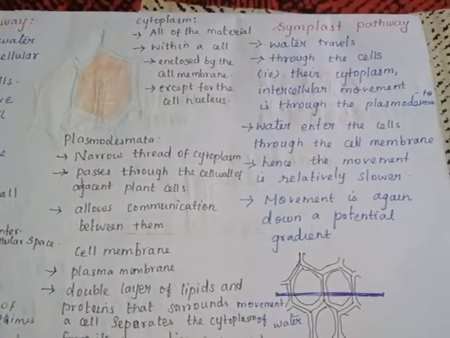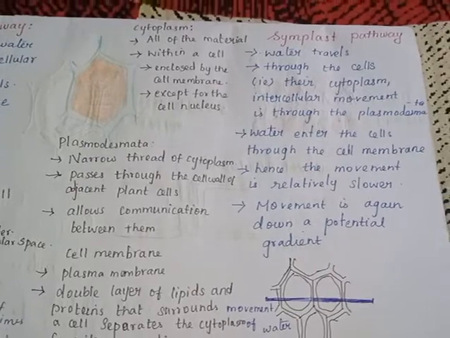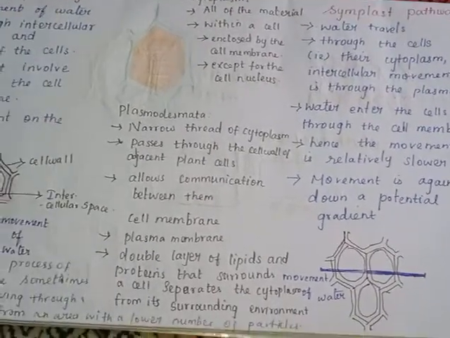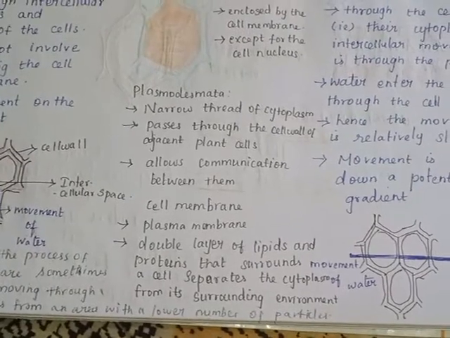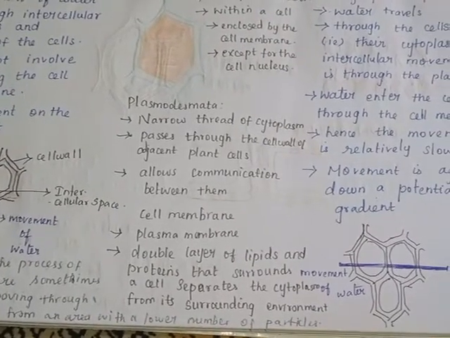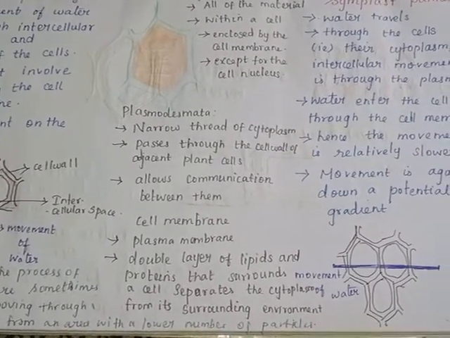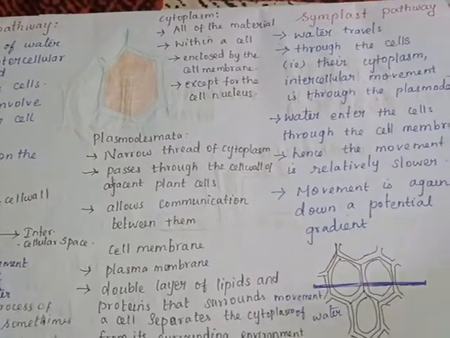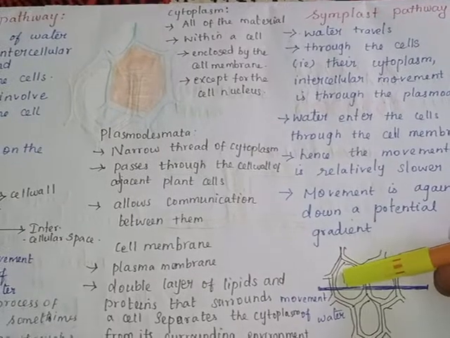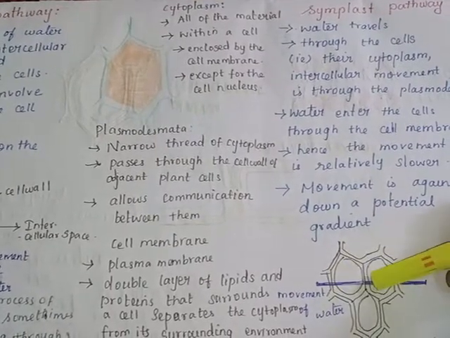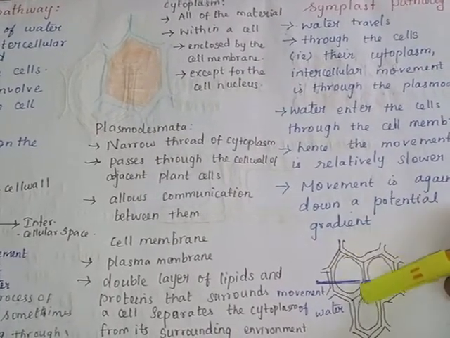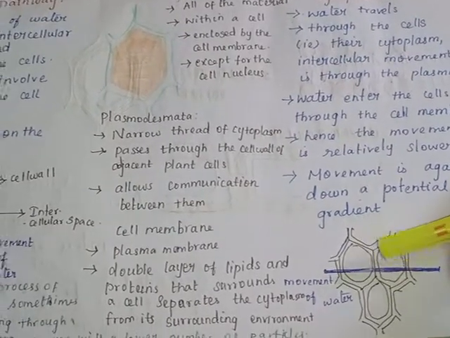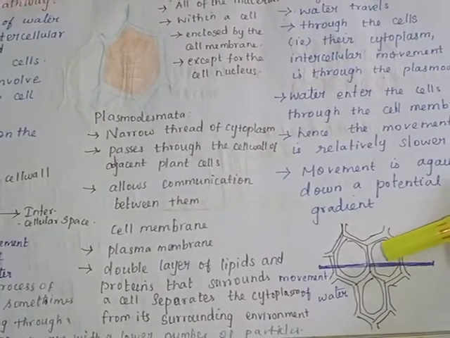I hope you didn't know the word plasmodesmata. This one is a new word. So what is meant by plasmodesmata? Plasmodesmata is a narrow thread-like cytoplasm that passes through the cell wall of adjacent plant cells. This is a cell, this is also a cell, and this is the cell wall of both these cells. This is called the adjacent plant cell.